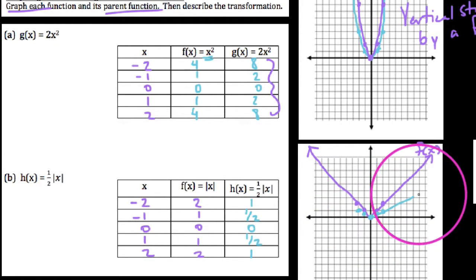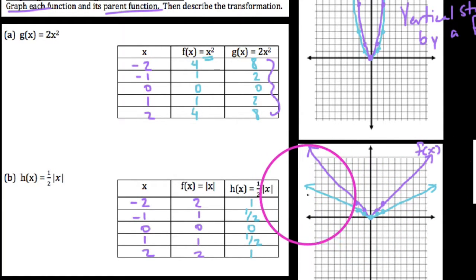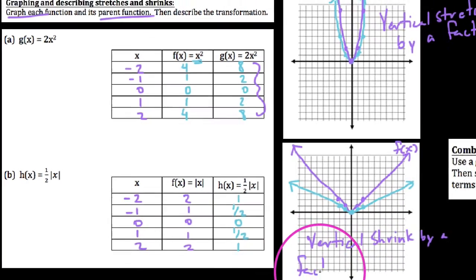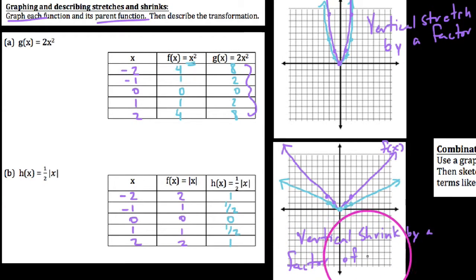And you'll notice that we still get a V-like graph. We get a V-shaped graph. But if we said, now, what happened to all the original y values? You'll notice that they are half of the distance between the original y value and the x-axis. So what we say is, this has become a vertical shrink. And if I said by what factor? By a factor of a half. So it would be easy to kind of come to a conclusion that if you were to take all the original y values and multiply them by 1, nothing would change.